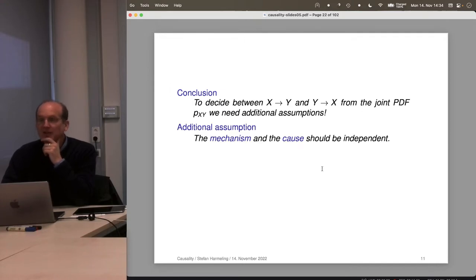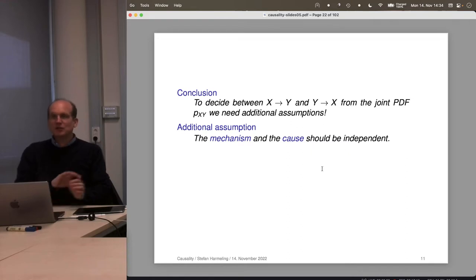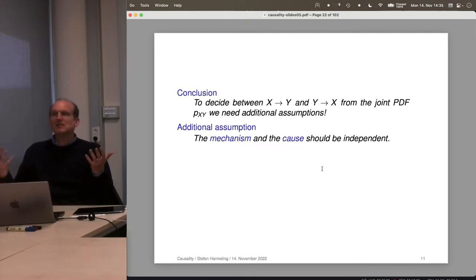So now here comes the additional assumption. The assumption is that the mechanism and the cause should be independent. And that is a very non-mathematical assumption. So that is not saying this joint distribution factorizes or something. I'm talking about the mechanism, which is this function, this assignment. That function should be independent of the cause, which is a random variable. So I have a function f, which is generating the effect, the deterministic computer program, and the random variable, the cause, the x for example, they should be independent.